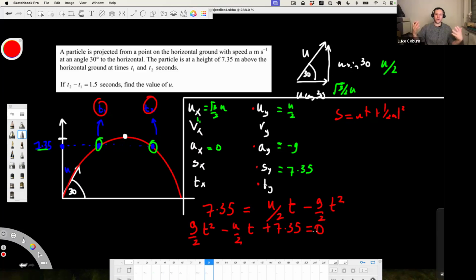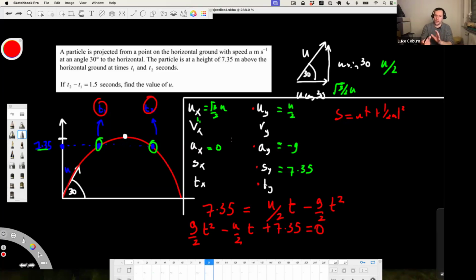Again, I've just done all the same stuff I always do. I've drawn a diagram, I've done these two tables, and then I've looked at it. What do I have? I have the u, the a, the s, and the t. So this is sort of redundant. I didn't have to write that down at all, but I didn't know that, so I just wrote it down anyway.